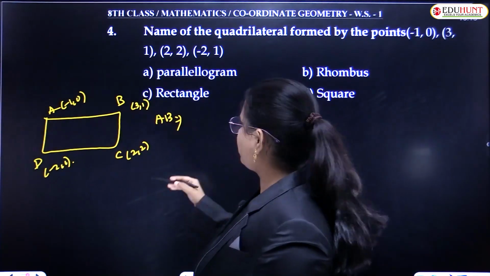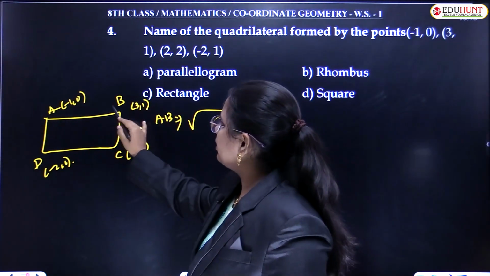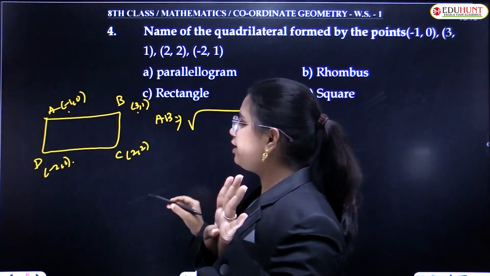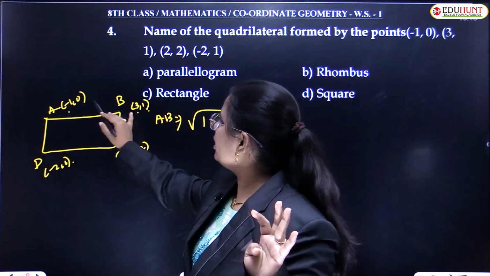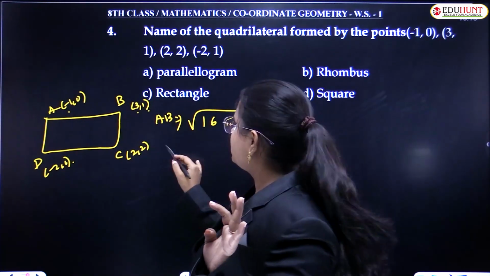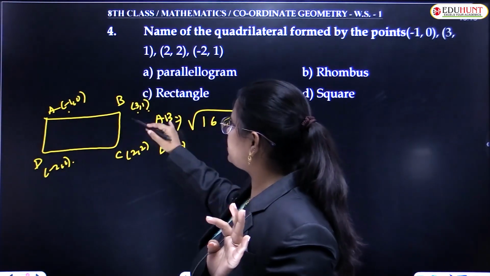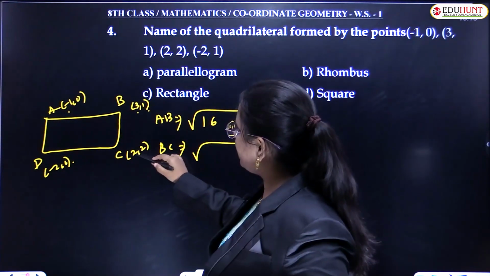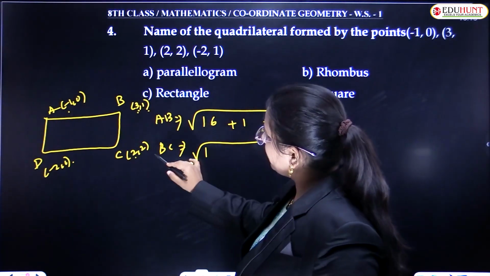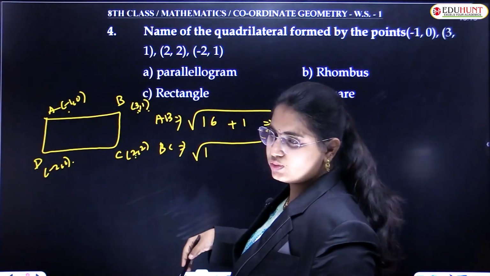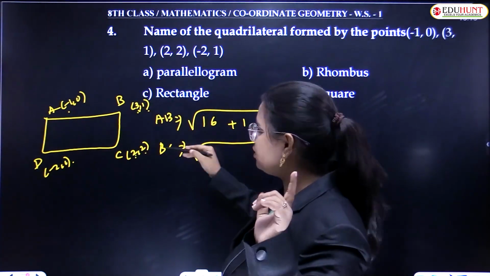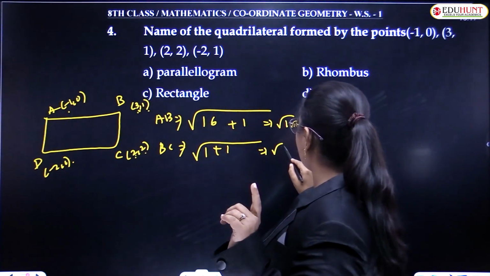So first, as usual, we will calculate the distance formula. What is the value of AB from the figure? X2 minus x1. 3 minus of minus 1 whole square is 4. 4 square is 16. 1 minus 0 whole square is 1. So you will have root 17. Next, BC. What is the value of BC? 2 minus 3 whole square, x2 minus x1, which is 1. 2 minus 3 is minus 1 whole square which is 1. Next 2 minus 1 whole square, 1 square is 1. So again you will have root 2.